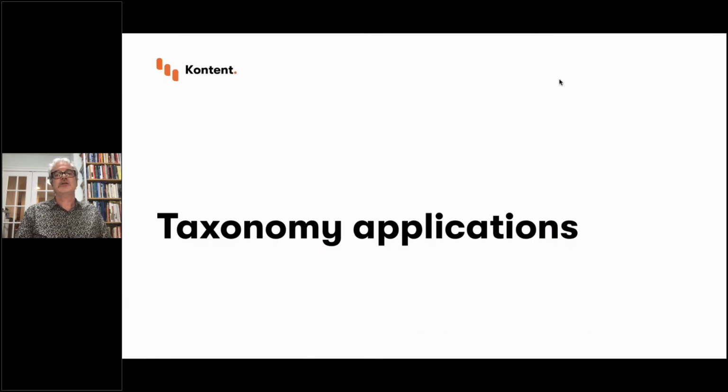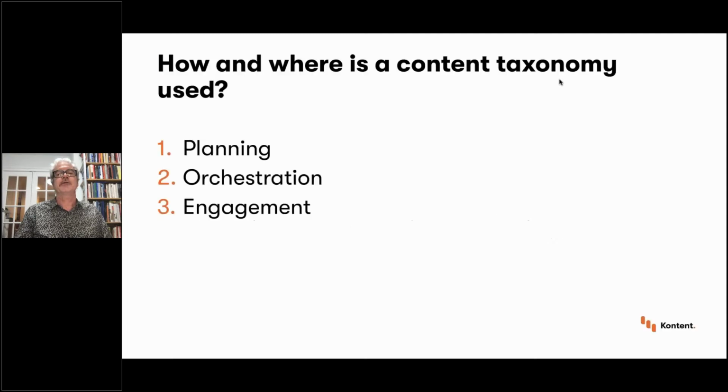So we've talked a little bit about the range of things that a taxonomy can cover, but how do you apply it? So what's really the payoff for having a taxonomy and using it? Well, again, there's a range of things, and not everyone is always thinking about all these things together. So I'd divide this into three areas. We have planning, so how we plan our content, what I call orchestration, how we put our content together, and then engagement, how people use our content.